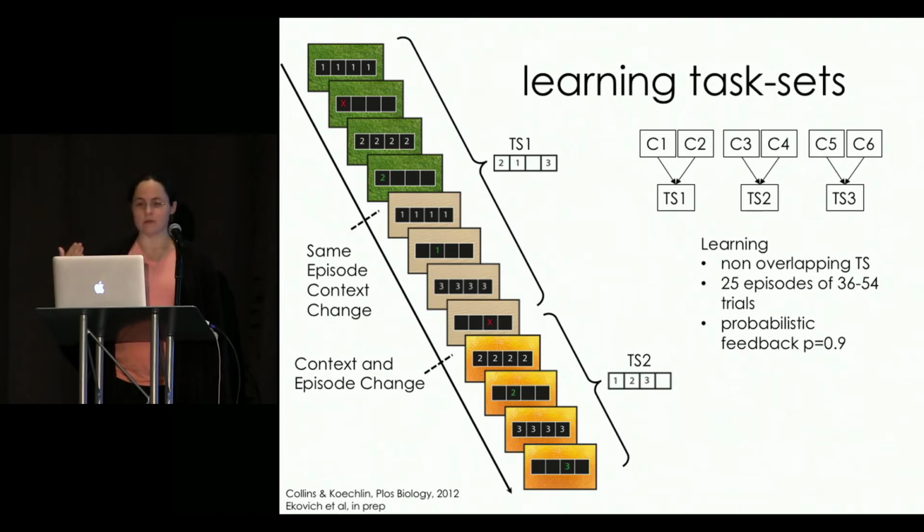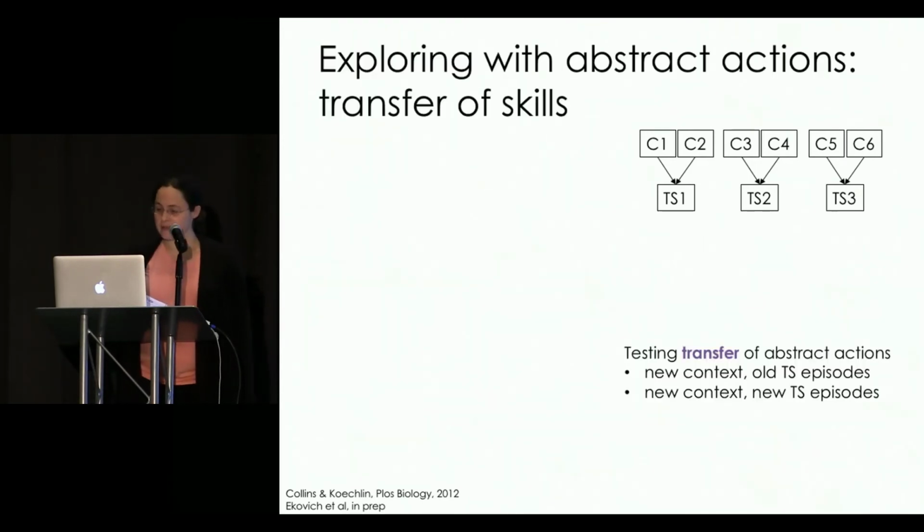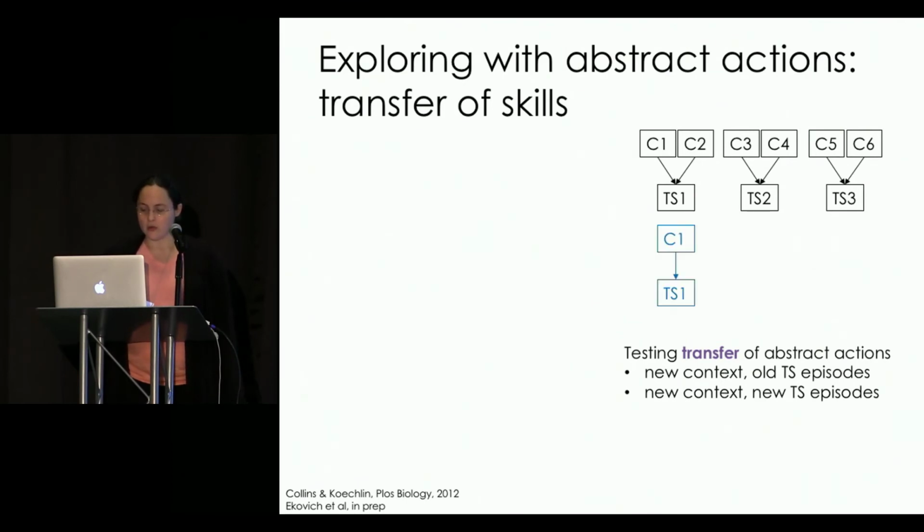Participants got probabilistic feedback so that it wasn't obvious when an episode changed, and they had to try to win as many points as possible. After that, we tested them on new contexts. So we asked, in a test phase, if we go back to context 1, are they going to be able to reuse task set 1 easily? If we go to a completely new context 7, that requires them to use task set 2, are they going to be able to reuse this task set 2?